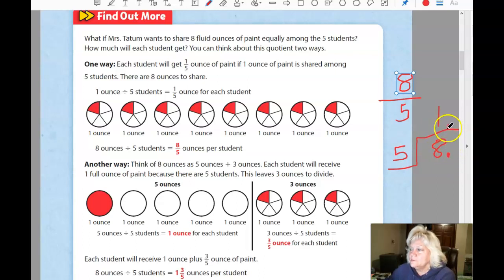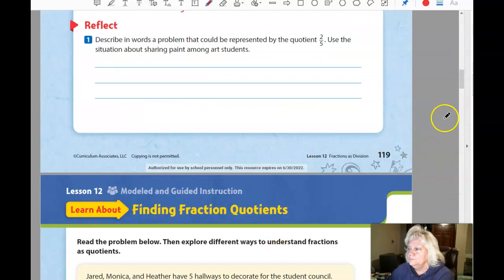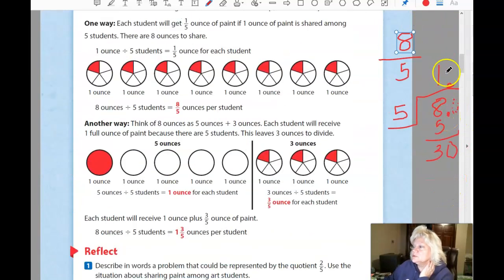And I'm going to raise it right up here. So if I'm going to get one group of 5, 1 times 5, I'm going to subtract the 5. I'm going to have 3 left. And then I'm going to make that invisible 0. Bring it down here. Whoop! That's because I'm too close to the edge. It's going to be 1.6, because 6 is going to go in there. Okay, so that's one way of doing it.